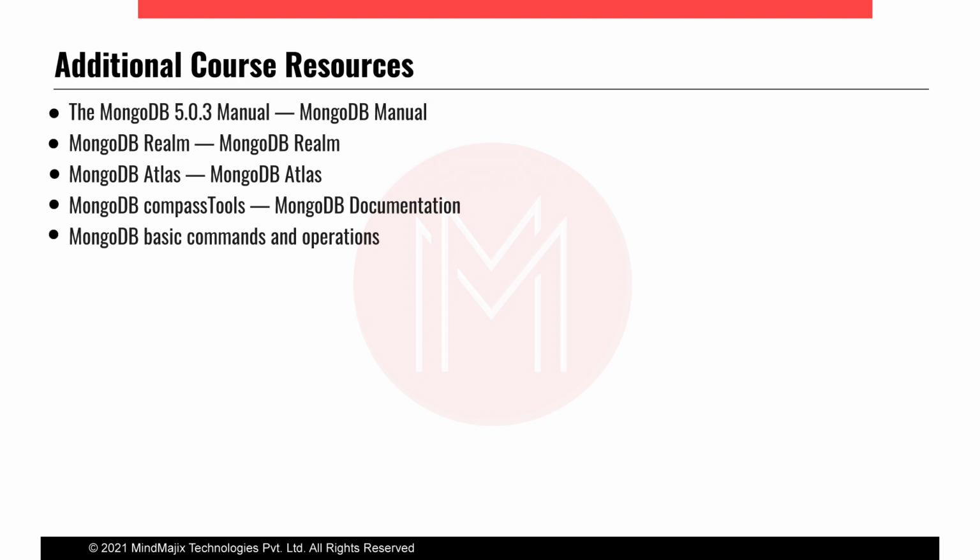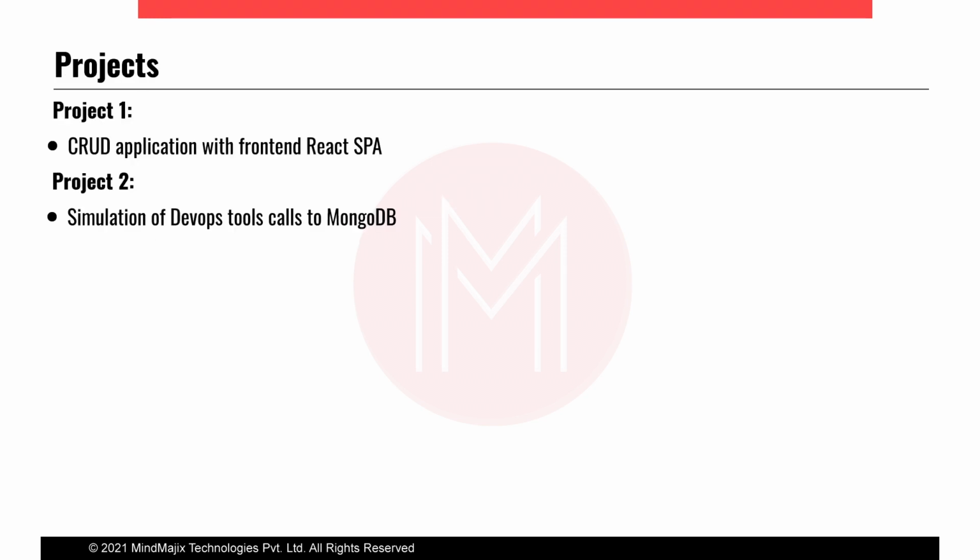Then there are additional course resources: MongoDB documentation, basic commands and operations, and manuals. Our present version is 5.0.3, with updated manuals, and Realm and Atlas. These documents we are providing on the spot. Then the projects. It is not only two projects; we are going to handle a number of projects on the spot, and we are giving n number of project sessions.